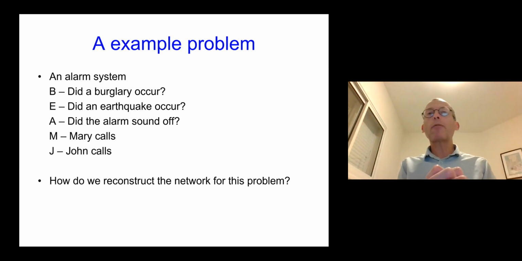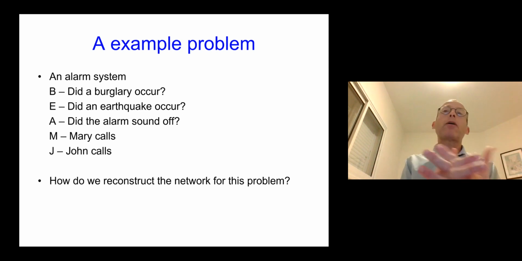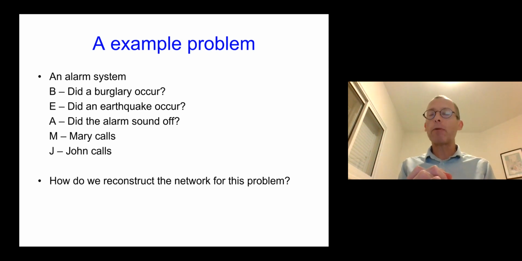So basically, in this case, we have 5 random variables. B is whether or not someone broke into our house. E is whether an earthquake occurred. A is did the alarm sound. And then I have 2 neighbors. The setting is I'm at work. I have an alarm in my house. This is LA, so earthquakes are pretty common, probably. Burglaries are also common, so this is not Pittsburgh.